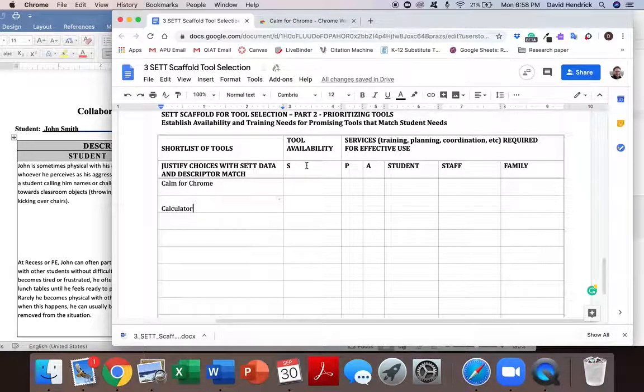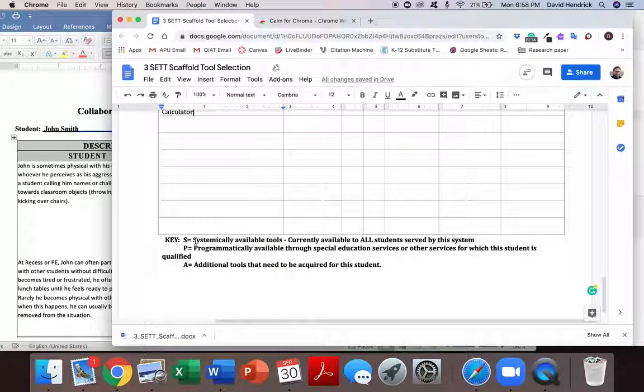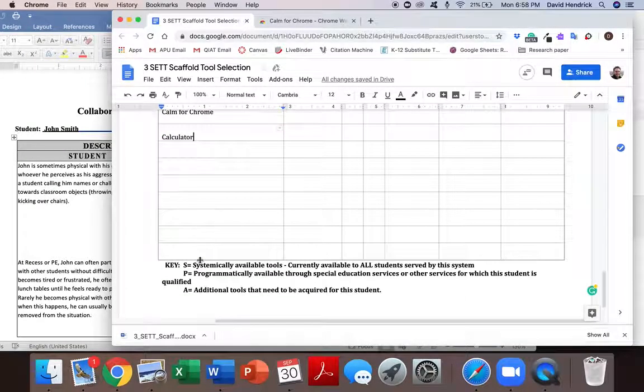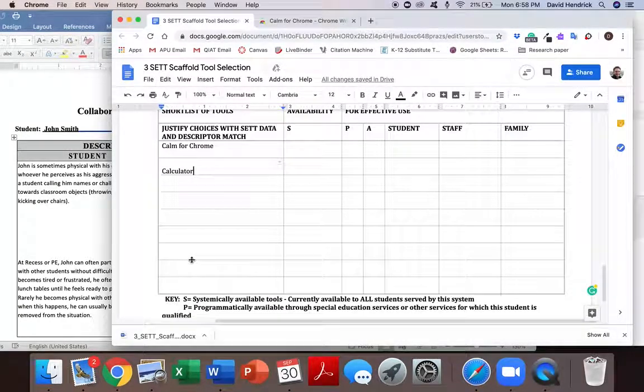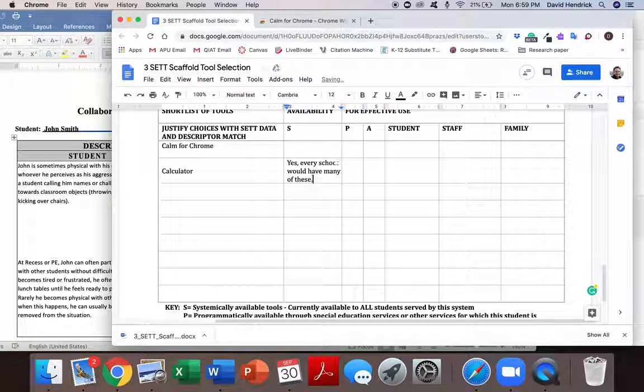So first of all, talking about the availability, S means that it's a systematically available tool. Basically, this is not a very hard thing to get. So a calculator would be that. She does not want us to just write yes. She wants us to explain. So for a calculator, every school would have many of these.